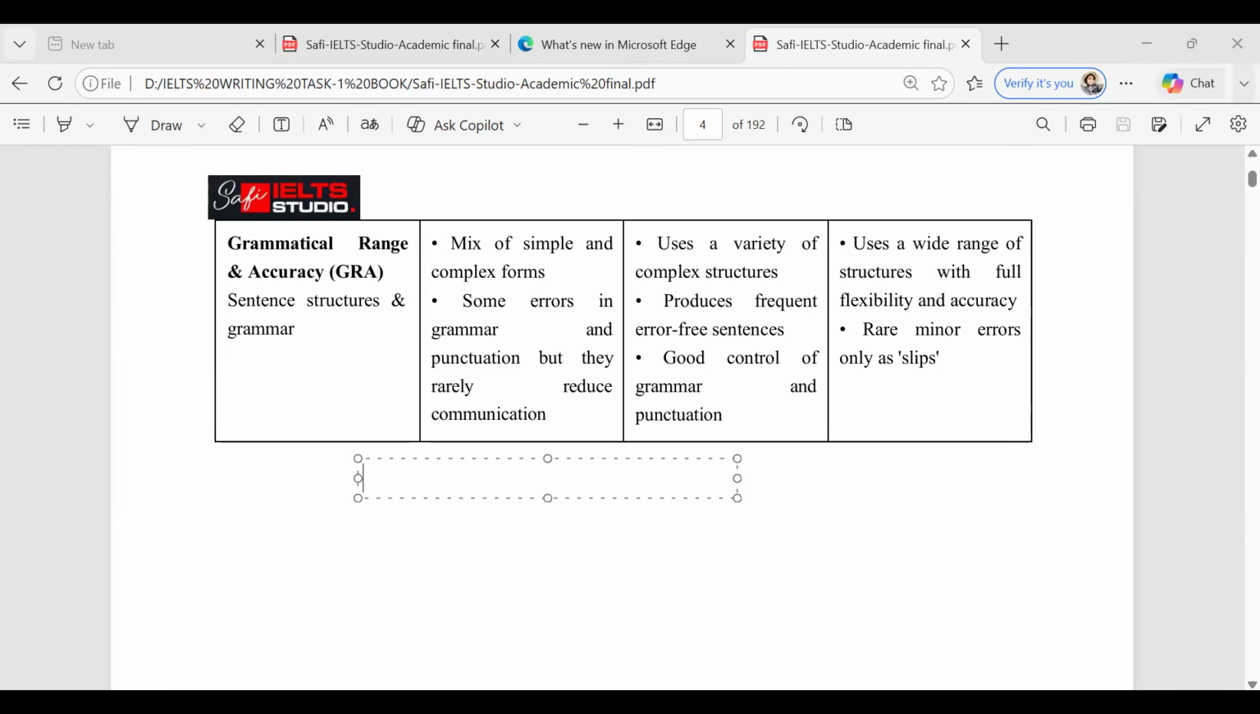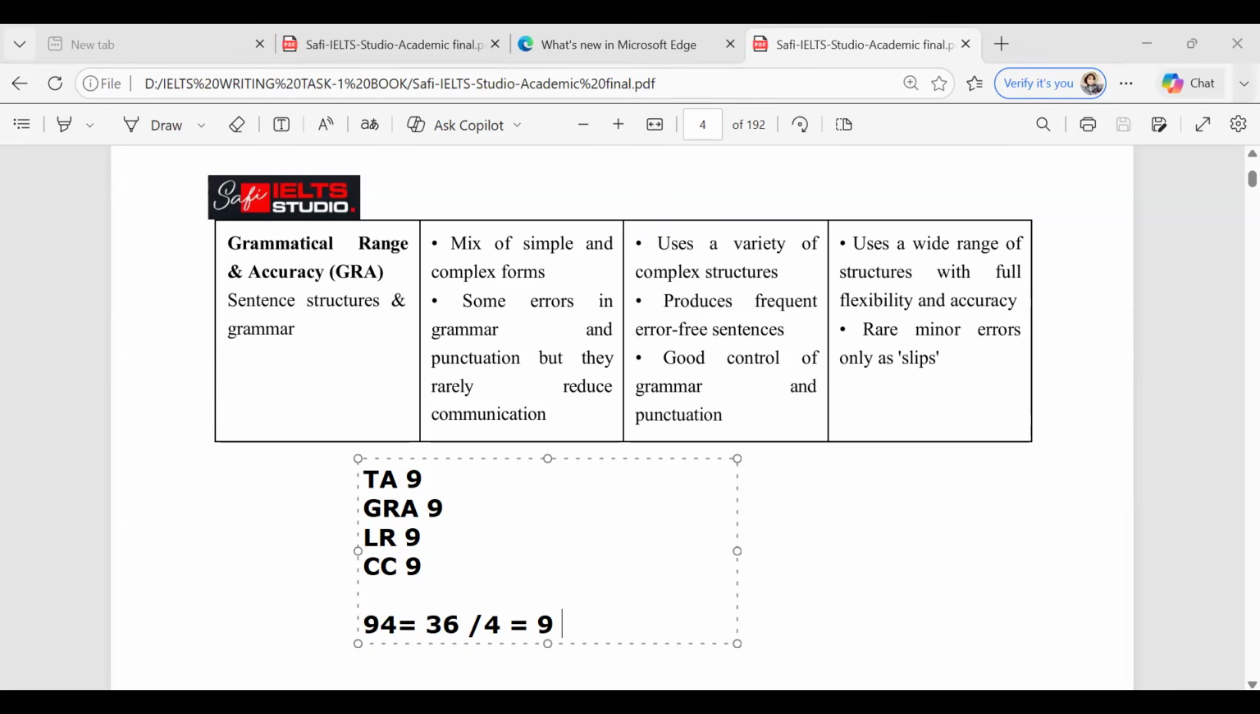TA, the score is 9 band. Exactly the same with GRA, 9 band, grammatical range, and for LR, lexical resource, again 9 band, and then you will have CC, 9 band. So if you calculate all, 9 multiplied by 4 is equal to 36. 36 divided by 4 is equal to 9, overall 9 band.